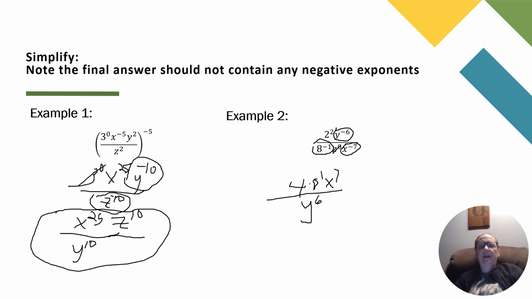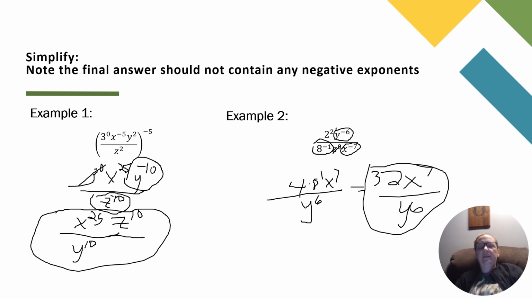So now I want to simplify this. 4 times 8 to the first is 4 times 8, which is 32. And then I have the x to the 7th and the y to the 6th. So again, I can't simplify that any further, so I'm done there. That's all for that.